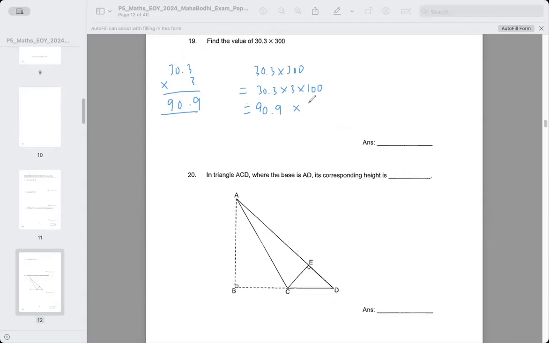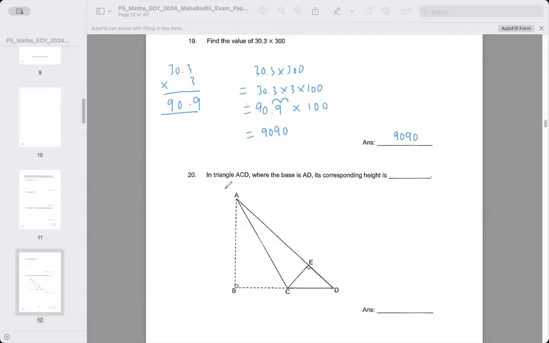90.9 times 100. So anything that you times 100, you can simply shift the decimal place 2 positions to the right. So like this and another one. The decimal place will become somewhere here. So that will be 9090. Please take note, there's a 0 here underneath this arrow. So your answer is 9090.